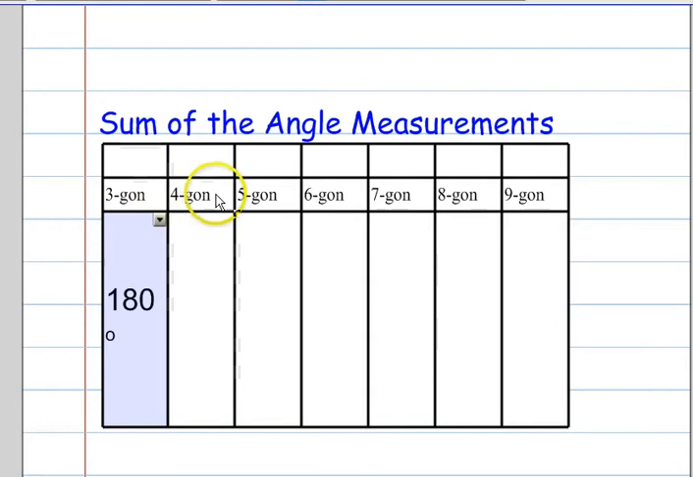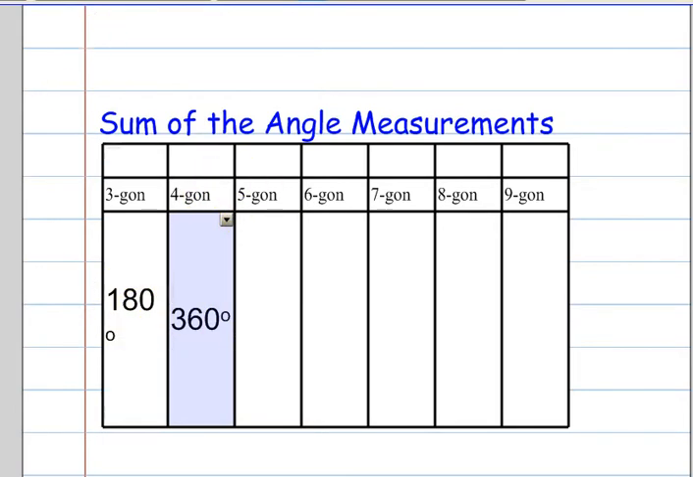What about for a four-gon? Well, a four-gon is also called a quadrilateral, and we should also know that that is 360 degrees. So do we have a pattern where we could use that to predict the total sum of the interior angles of a five-gon, which is a pentagon?